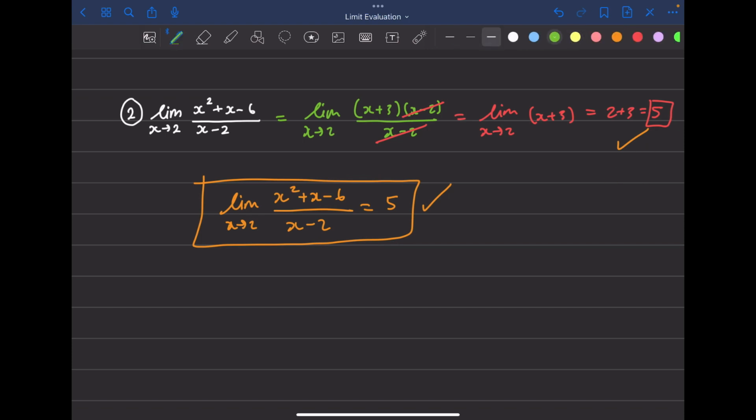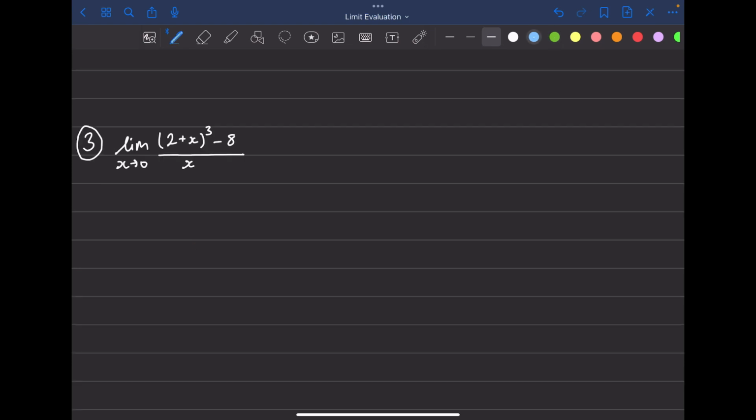But yeah, okay, so that's it for this question. Let's move on to question number 3. The previous two questions were kind of easy because for one of them you just have to evaluate, and the other one was simplifying first and then evaluating. But for this question, it's going to be a tiny bit more difficult because we have to expand this first.